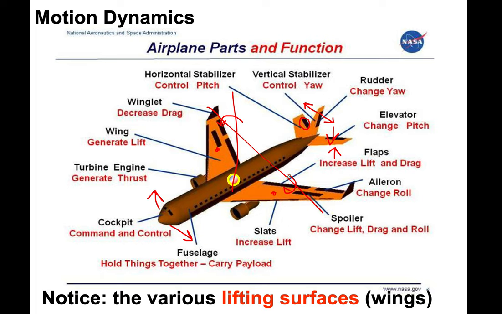So we generate them through angular control of the kinematics. And so the lifting surfaces are what help us do all that type of control. Now there is one last mechanism for controlling the angular motions without depending on the lifting surfaces, and that's through the thrusters.